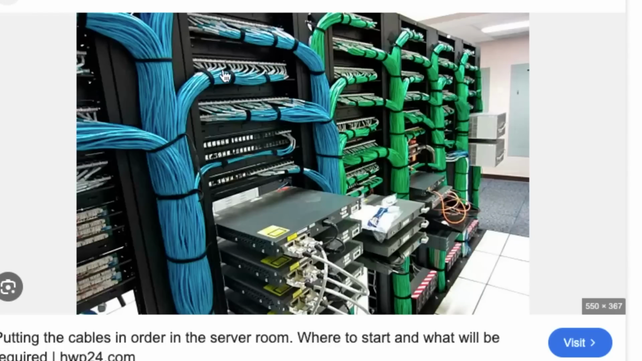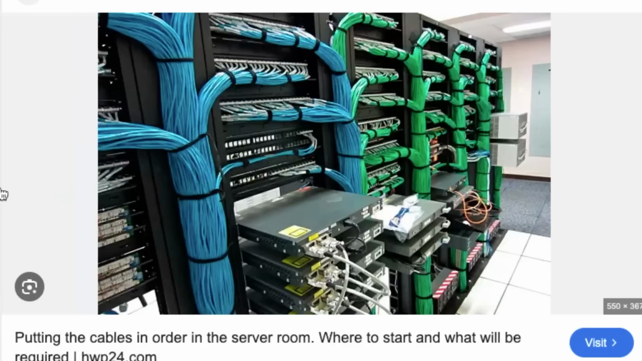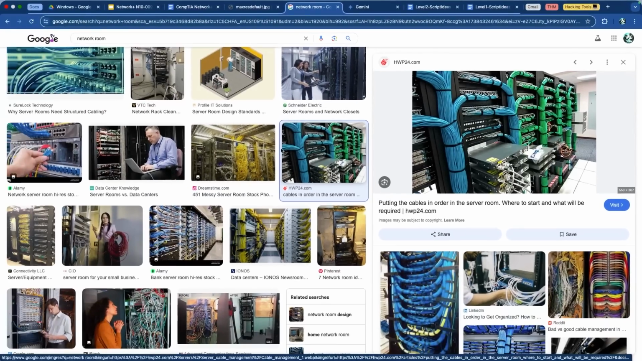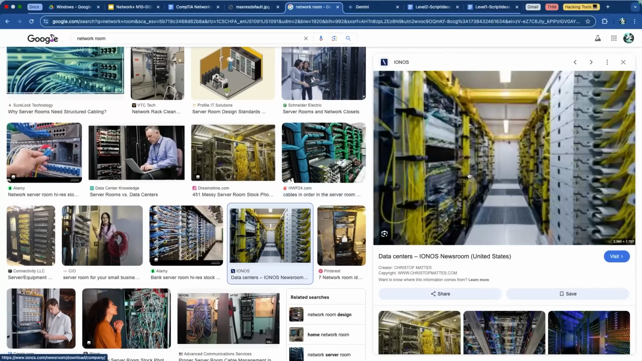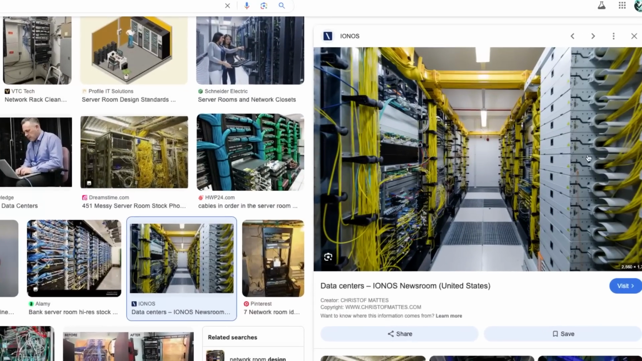Each one of these things right here probably has between 40 to 50 wires coming out of it. And then you multiply that by, I don't know how many racks these are. There's literally over 1,000 connections just in this image by itself. So it gets pretty crazy. These setups get really, really crazy.